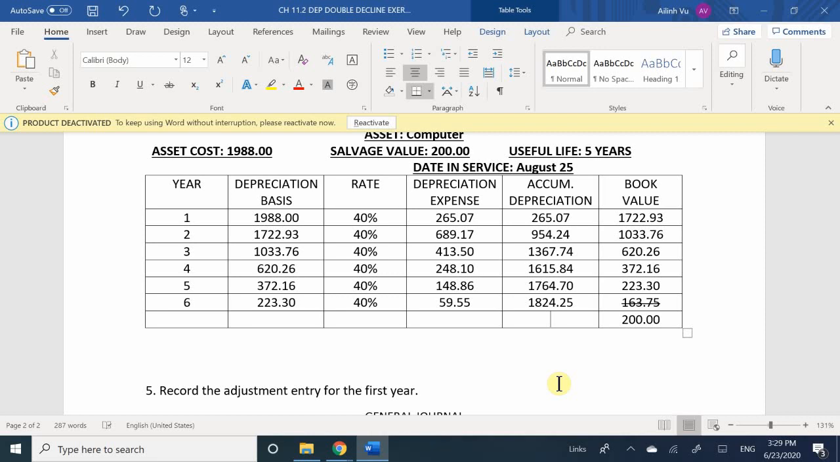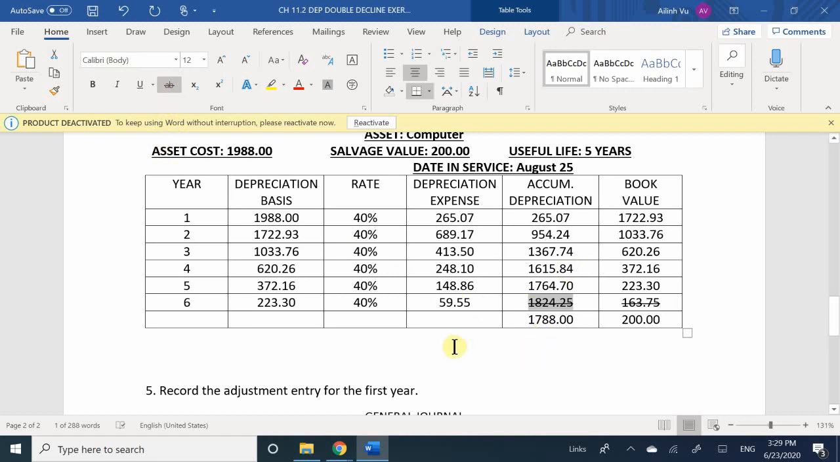Minus the salvage value and the original cost. Okay, and what do you get? 1788. That is correct. 1988 minus 200 is 1788. Okay, all right, now we have to go one step further back.